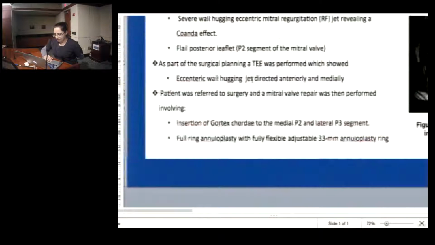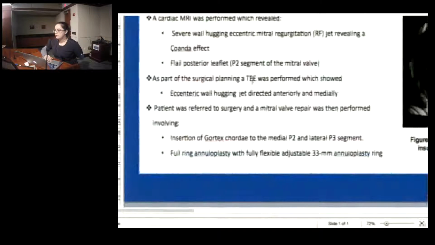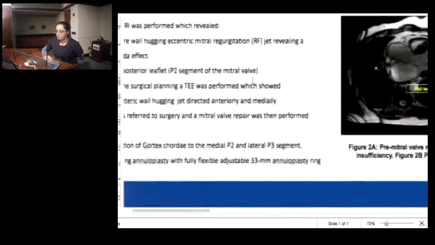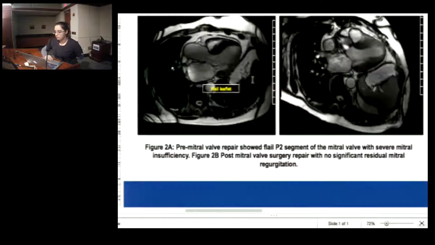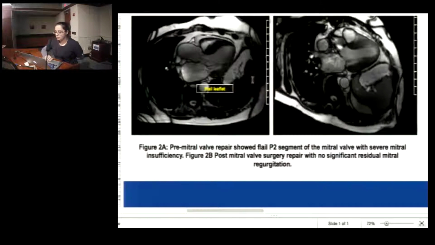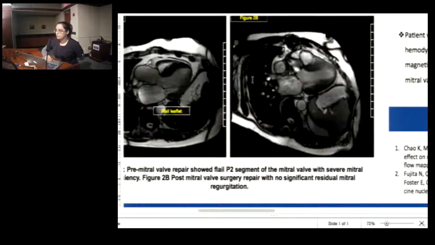And then he underwent mitral valve repair with annuloplasty. So this MRI is kind of like pre and post. The first one shows the flail leaflet, and the subsequent one, post-repair, shows good coaptation without any flail.